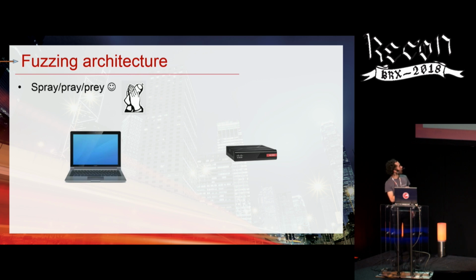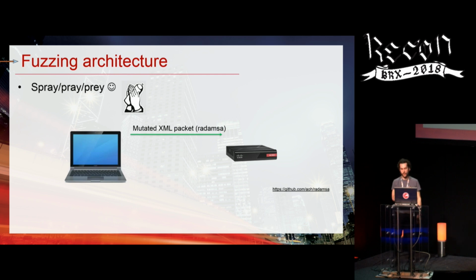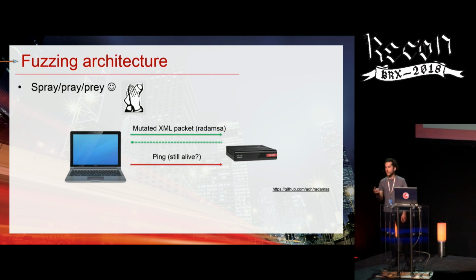The idea is, you have your laptop and the ASA, and you send a mutated XML packet using the full tags. I used Radamsa because it's quite nice for this kind of packet: it knows the format, so the output is still almost valid XML. I don't really care about the response. Then I do an ICMP ping just to check if the ASA is still alive, because if it crashes, it's going to reboot. If it's still alive, I don't care, and if it died, I save the thing I've just sent.